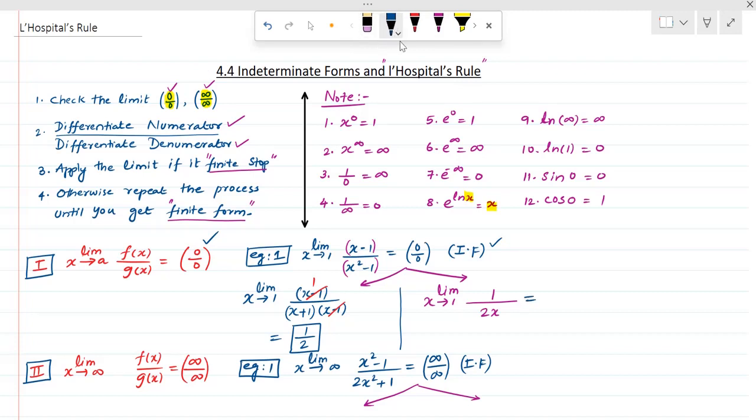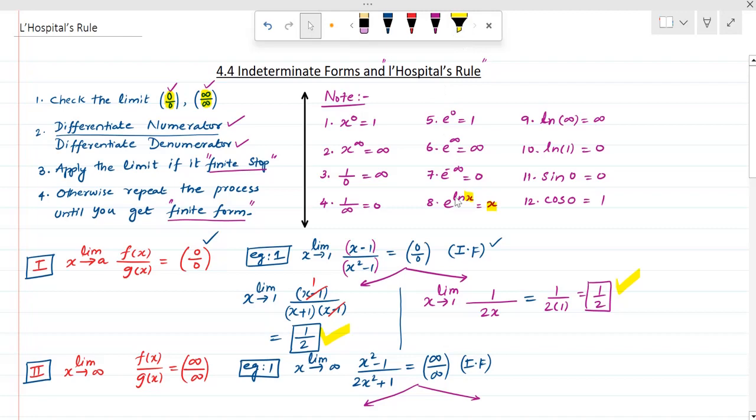Now you will get this function after differentiation. So now you apply the limit. If you apply the limit, what happens here? 1 over 2 times 1, which is equal to 1 over 2. So you get the same answer by using the factoring method and by using the L'Hopital rule.